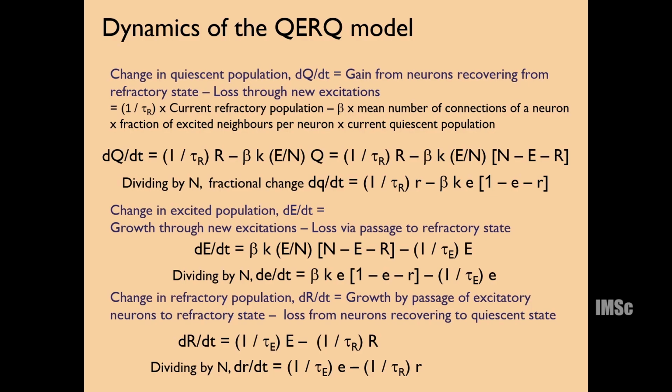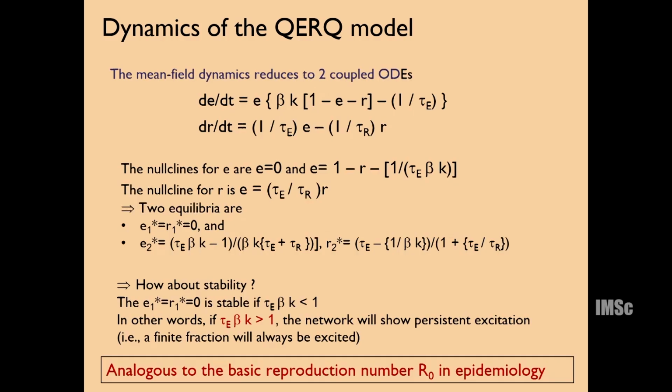dR/dt. But wait, Q plus E plus R is constant because the total number of neurons is conserved. So I actually have only 2 independent equations. So I can then just work with this 2 coupled ODE system.